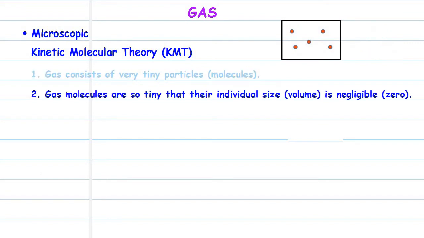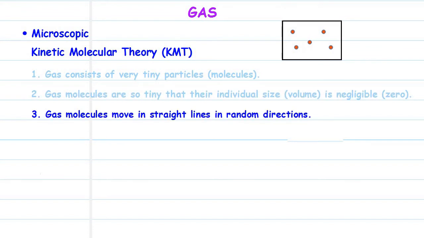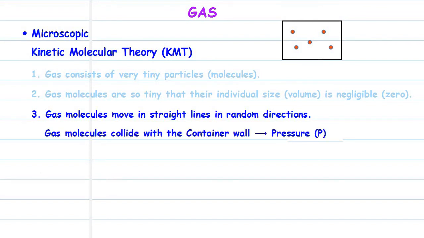And these gas molecules are so tiny that their individual size or volume is negligible, which means that these red circles up here, their volume is simply zero. And these gas molecules tend to move in straight lines in random directions. And if they move and collide with the container wall, that will contribute to pressure.